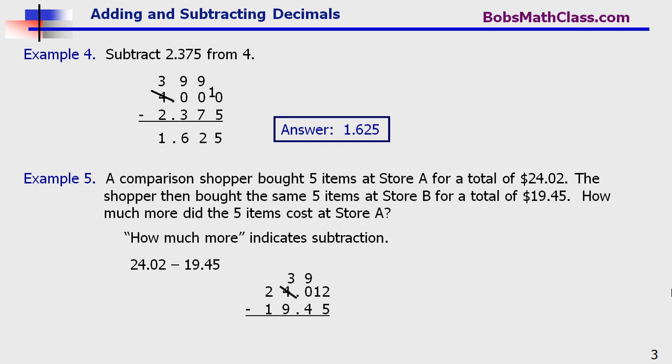So now we can subtract. 12 minus 5 is 7. 9 minus 4 is 5. 3 minus 9, now we've got to borrow again, right? Borrow from the 2, make it a 1, and then put a 1 in front of that 3. 13 minus 9 is 4. And then 1 minus 1 is 0, so we don't have to write down the 0. Bring your decimal point down. So that's your answer, $4.57. So this shopper saved $4.57 by going to store B.